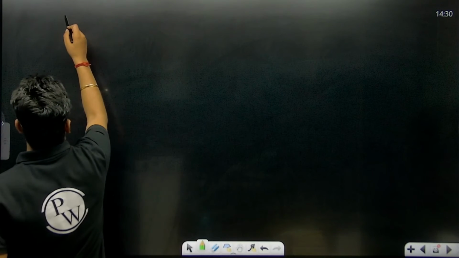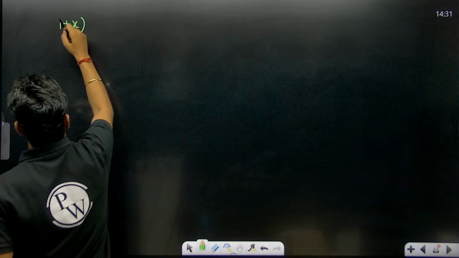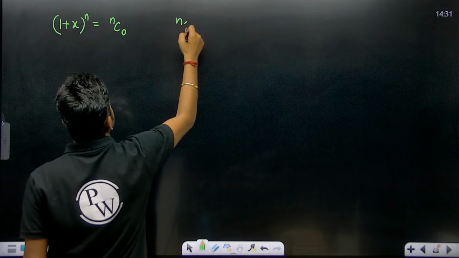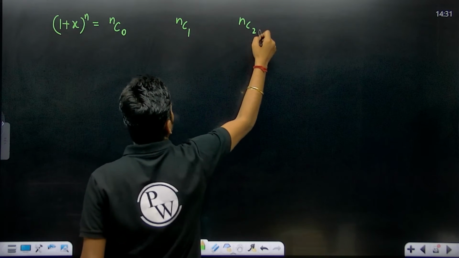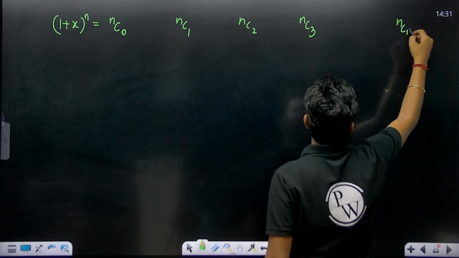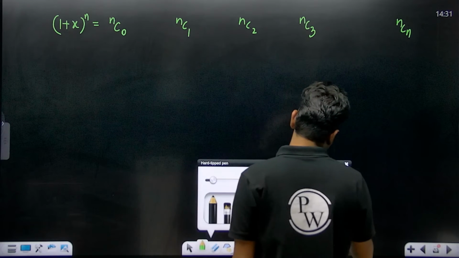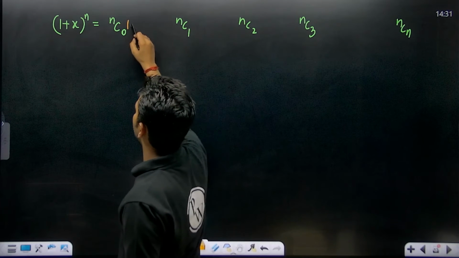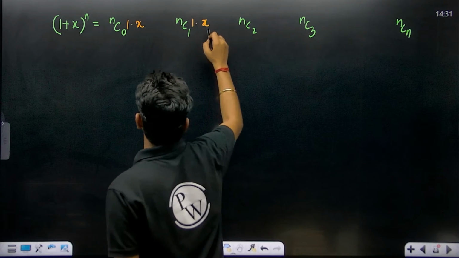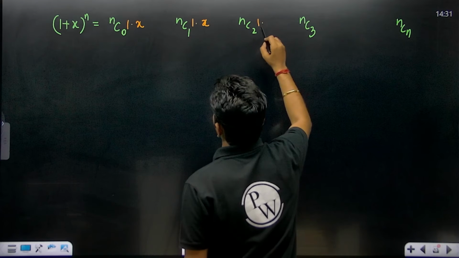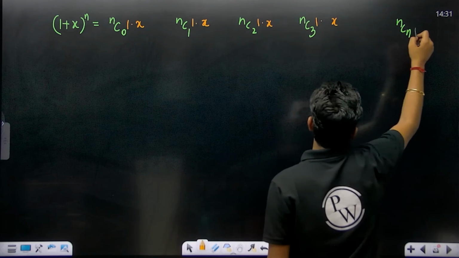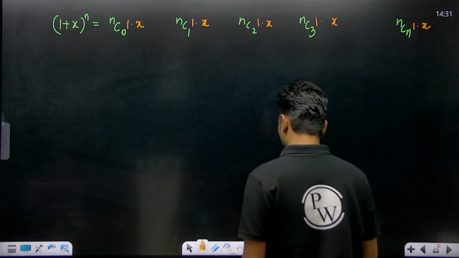What exactly is it? It is 1 plus x to the whole power n. The idea is the same: nc0, nc1, nc2, nc3, and so on till ncn. Then over here also in each and every term 1 will be holding some power, x will be holding some power, and so on.